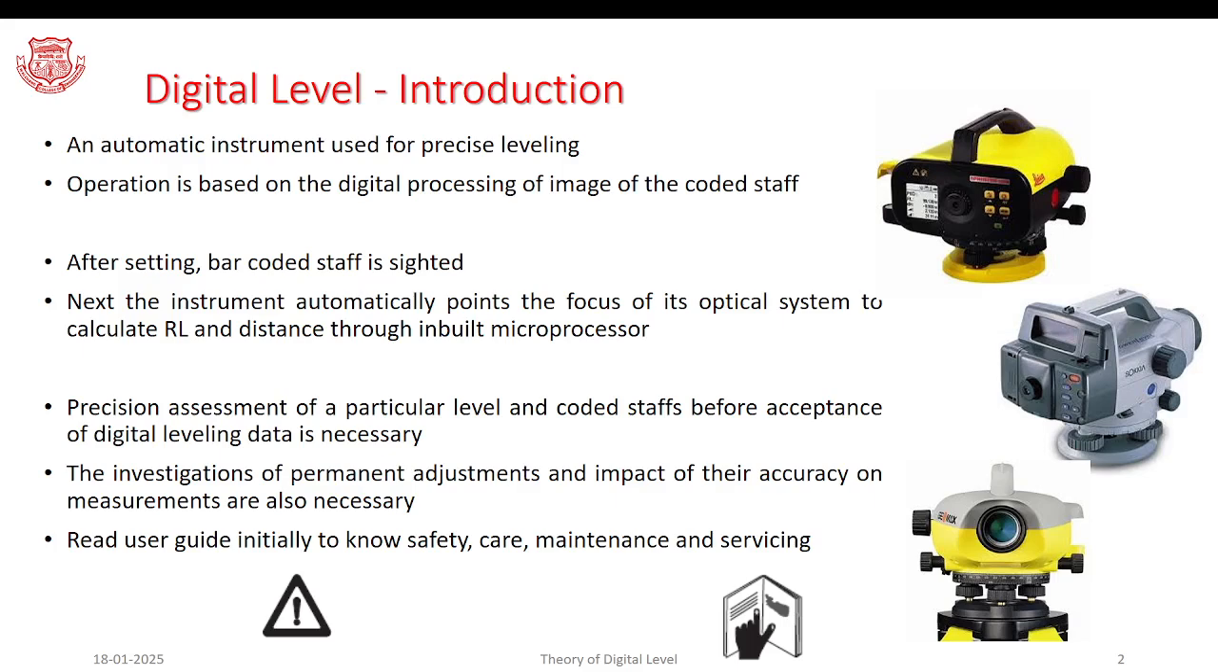Here, the instrument has its own optical system to focus on the staff, and as it catches the image of that barcoded staff, it calculates the reduced level as well as the distance through the inbuilt microprocessor. As I refer to some of the material, it is said that such levels are meant for measuring angles. In fact, the versions I see are simply displaying the results in the form of the distance as well as the elevations and are not meant for determination of the reduced levels.